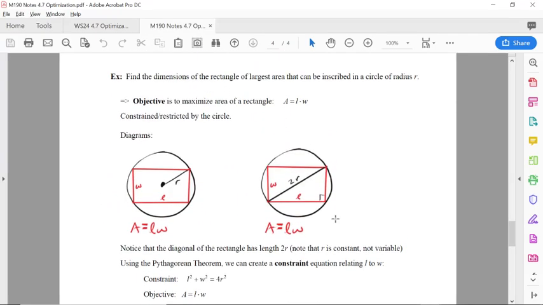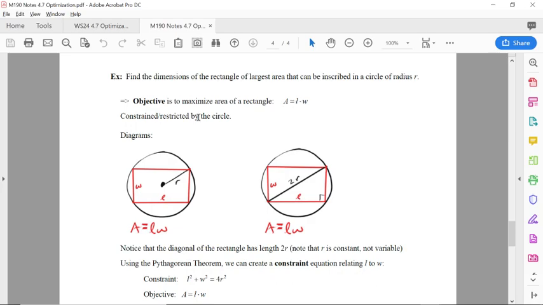I have another example here, kind of a generalized example with respect to the geometry. Find the dimensions of the rectangle of largest area that can be inscribed in a circle of radius r. The objective is to maximize the area of the rectangle. What is the area of a rectangle? A equals L times W.